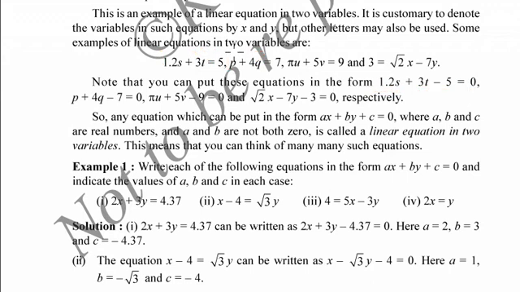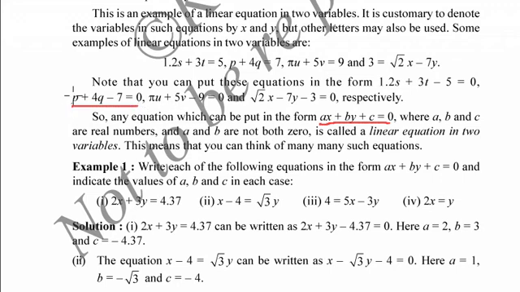And let us take the second equation: p plus 4q is equal to 7. When we subtract 7 on both sides of the equation, we will get p plus 4q minus 7 is equal to 0. We can notice a pattern here. For linear equations involving two variables, we can generalize a general form: ax plus by plus c is equal to 0.